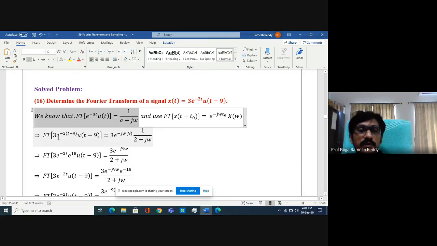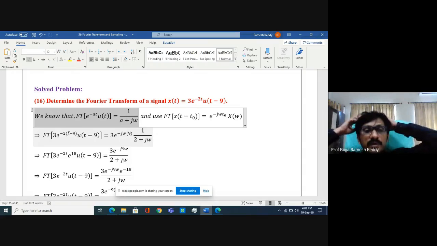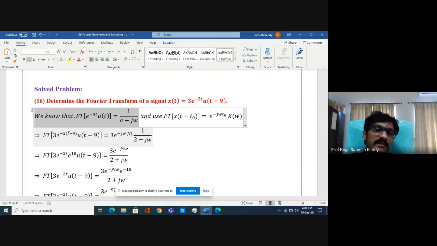Now see, the Fourier transform of 3 e power minus 2 times t minus 9. The reason for taking t minus 9 is, if the complete signal is shifted by 9 units, then only we can use the time shifting property. If 50% is shifted and 50% has no shift, don't use that formula. First, create that form like x of t minus 9.